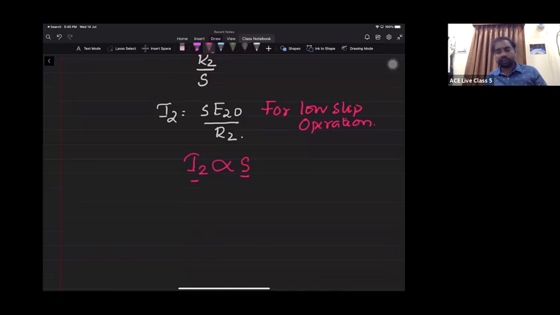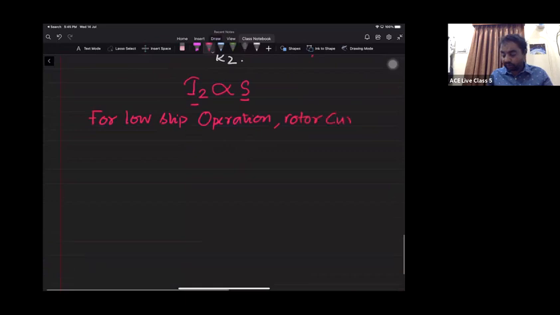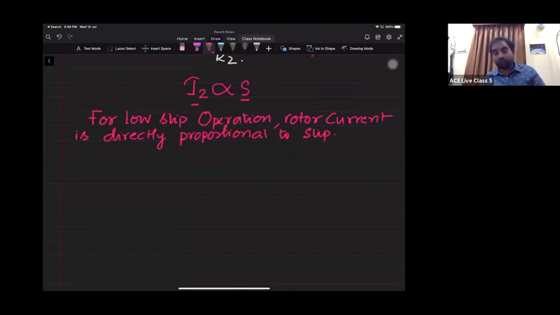Confirm all of you. So can I write a note here for low slip operations? For low slip operations, rotor current is directly proportional to slip. I hope this point is clear, right?